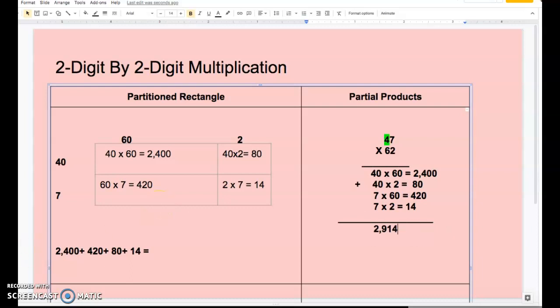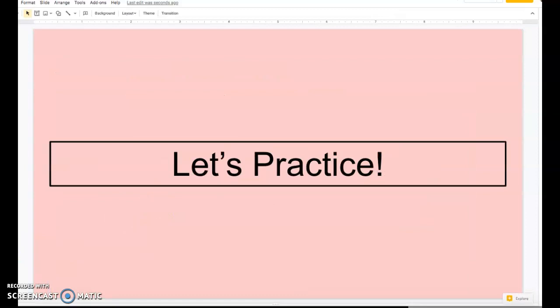So today, fourth graders, we're going to start practicing or continuing our practice with 2-digit by 2-digit multiplication. Don't forget, partitioning a rectangle and partial products are still breaking up by place value. All right, let's get started.